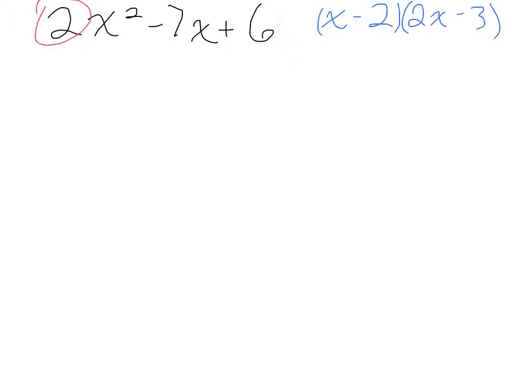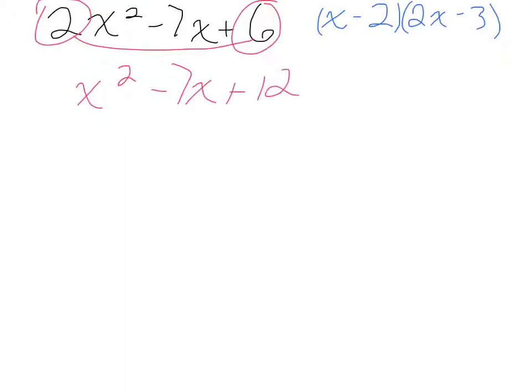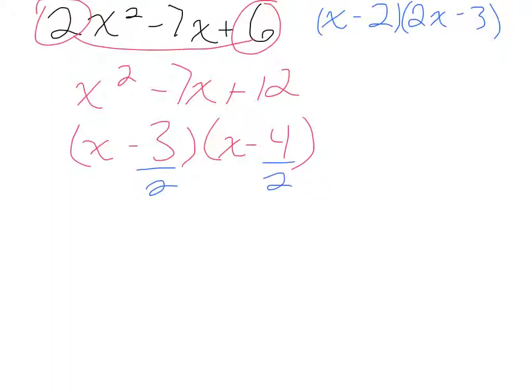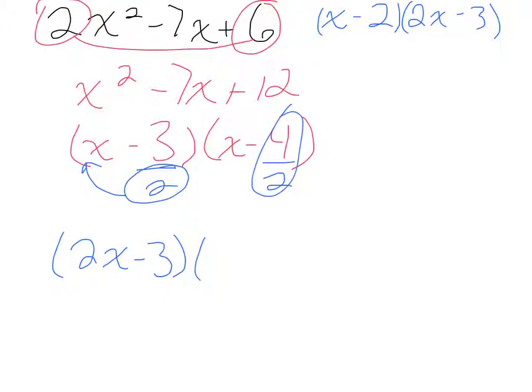So again, start off, take the 2 and multiply it by the 6. So we have x squared minus 7x plus 12. So I need x minus and x minus, so I need factors of 12 that add up to 7, which would be 3 and 4. And now since I multiplied by 2, I'm going to divide both of these by 2. 3 over 2 cannot reduce, so I'm going to bring the bottom up, and I have 2x minus 3, and 4 over 2 reduces to 2, so x minus 2.